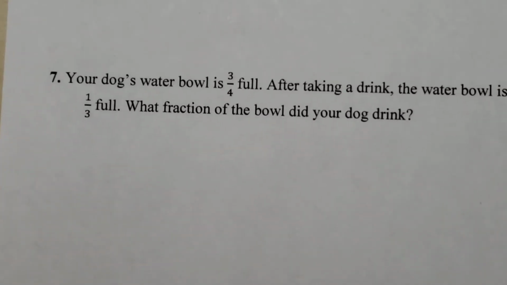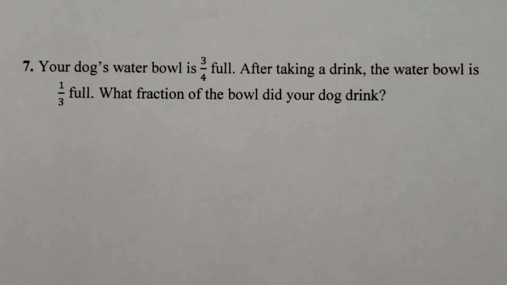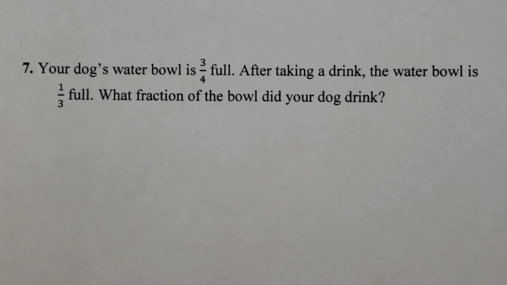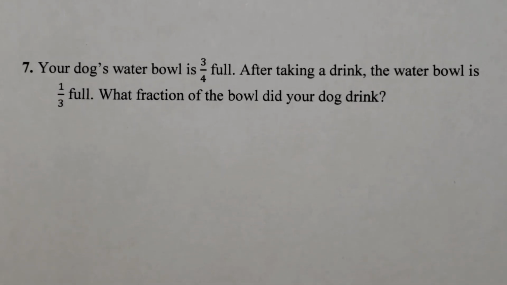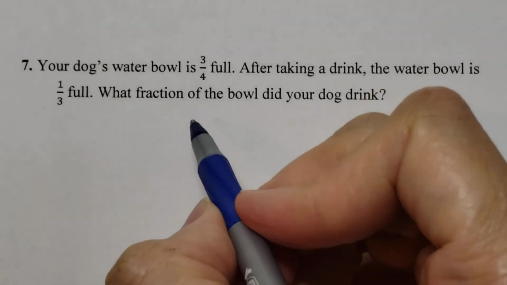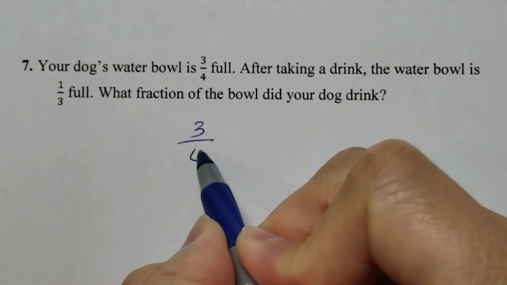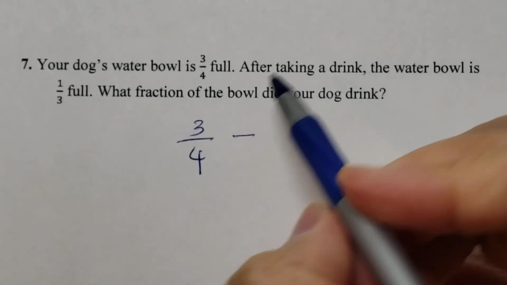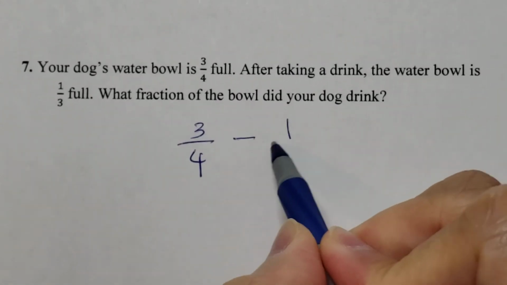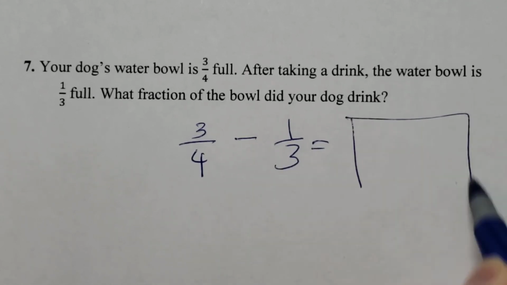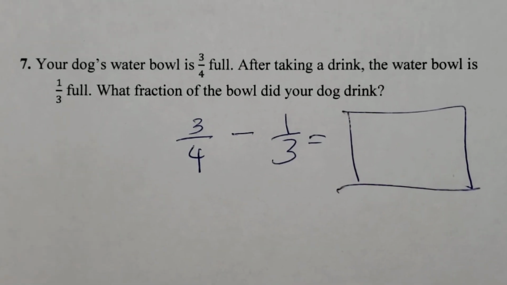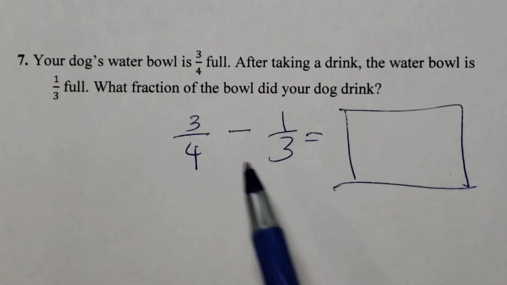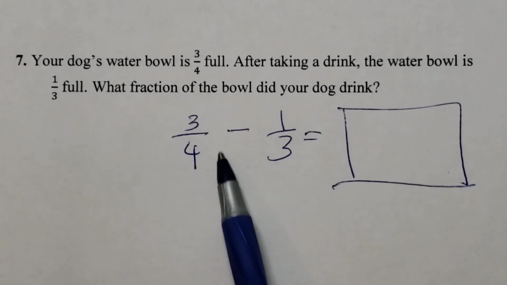Word problem, last one. Number 7. So your dog's water bowl is 3/4 full. After taking a drink, the water bowl is 1/3 full. What fraction of the bowl did your dog drink? So it's a simple subtraction problem. 3/4 was the beginning value. We take away, and then what's left is 1/3. So how much water did your dog drink from the bowl? So right now we've got 3/4 minus 1/3.